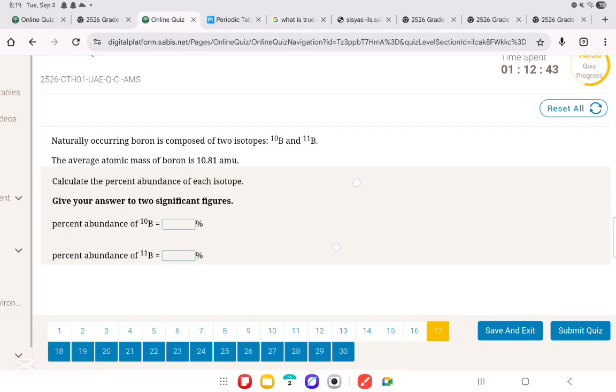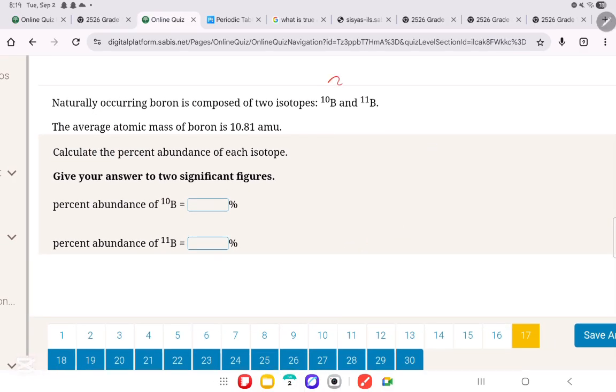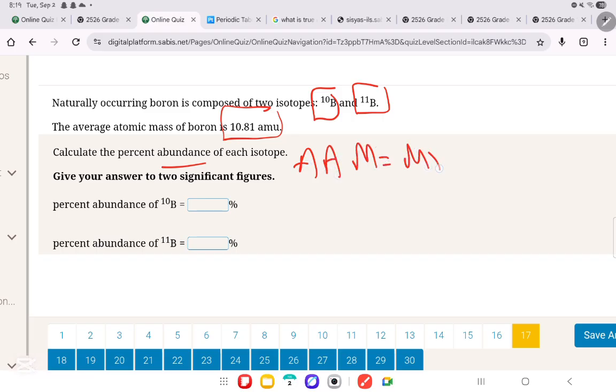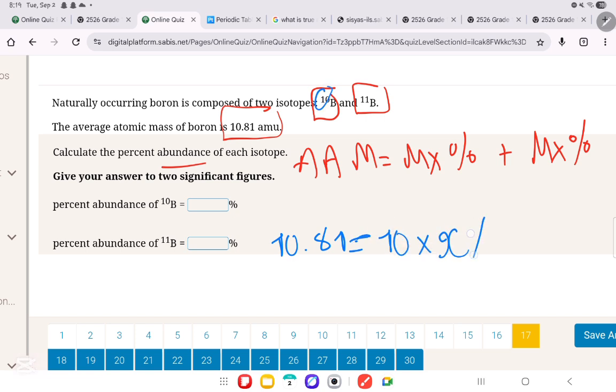Naturally occurring boron is composed of 2 isotopes. So now they gave us the isotopes and the average atomic mass. Now they want us to find the abundance of each, the percentage. So we know that average atomic mass is equal to mass multiplied by percentage plus mass multiplied by percentage, right? So average atomic mass in this case, which is 10.81, is equal to the mass, and always you take the mass number from the top, so 10 multiplied by the percentage. Let's say its percentage is x, plus 11 multiplied by 100 minus x.